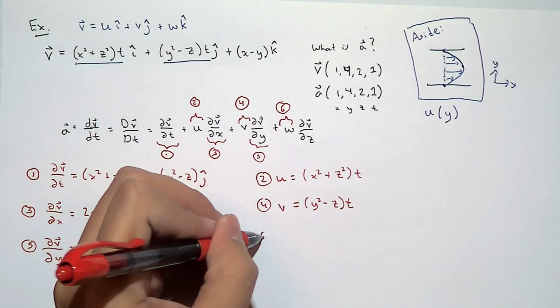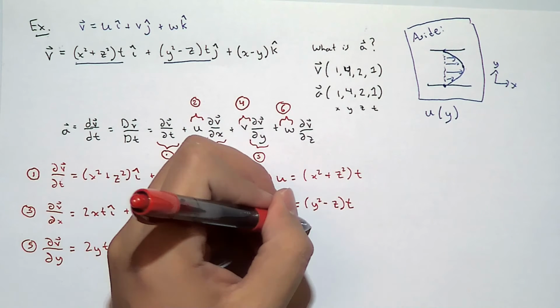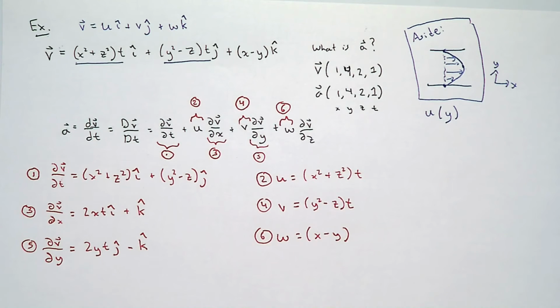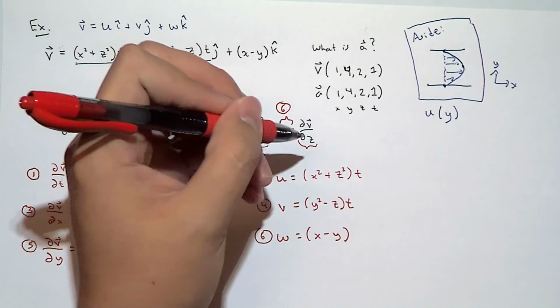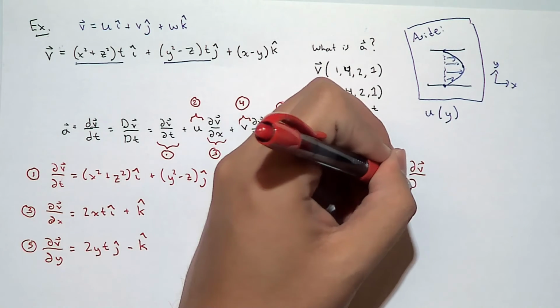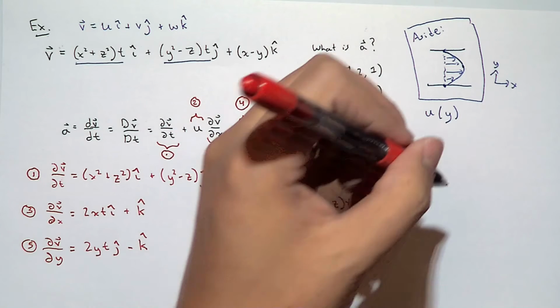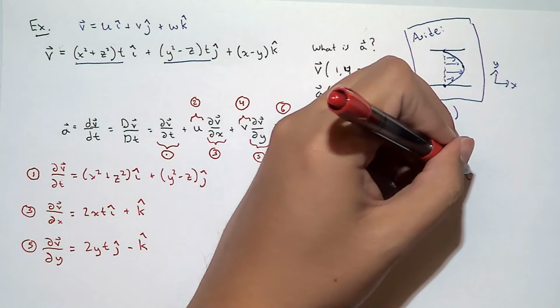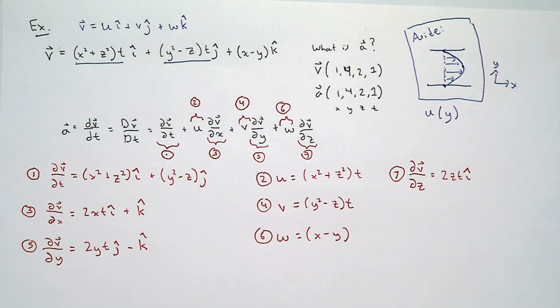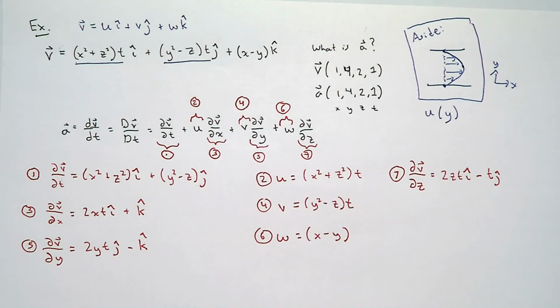The z component of my velocity field is? It's just x minus y. That's correct. And finally, the partial derivative of my velocity, I'll write this here, the partial derivative of my velocity with respect to my z position is what? 2zti, yeah? Close, you're very close. Minus what? Minus tj, good. You forgot that t, but it's okay.